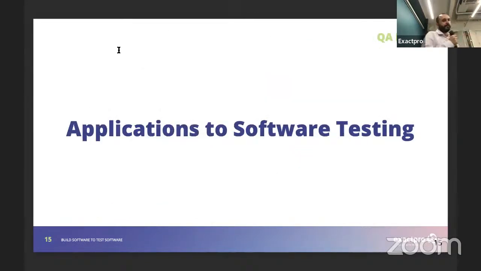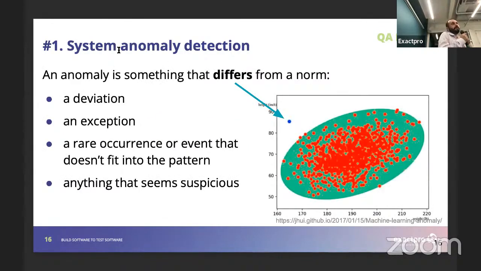And then, as I promised, let's speak about software testing, how to apply everything I mentioned to the task of making your system, your software, higher quality. And there are kind of four applications. The first, most straightforward, is about anomaly detection.